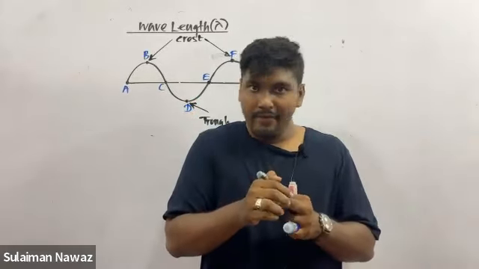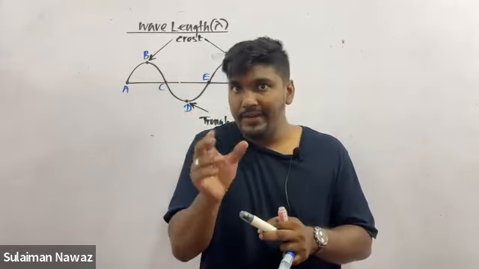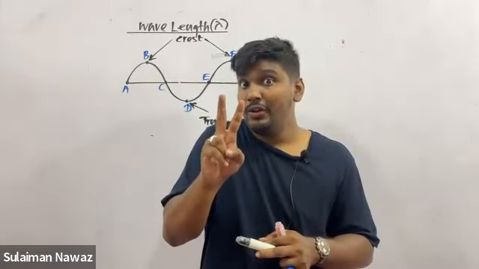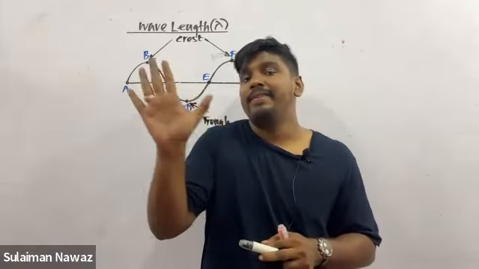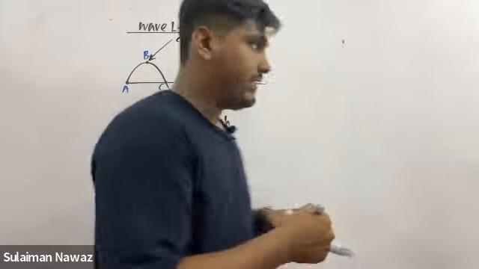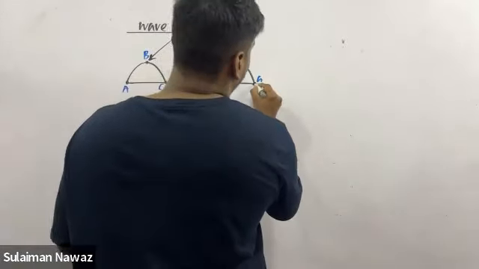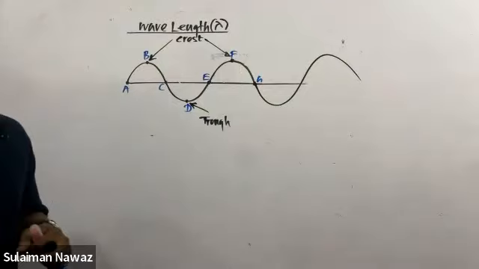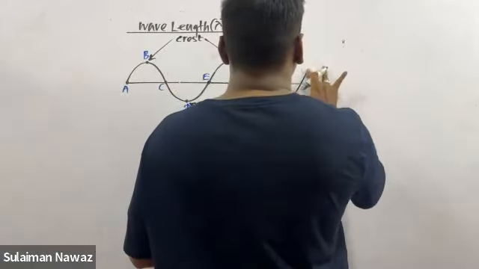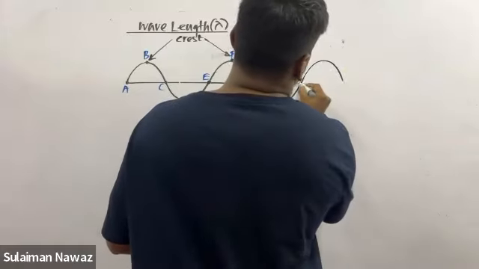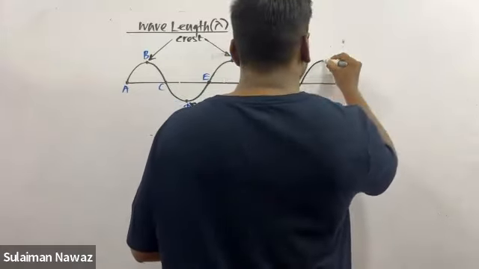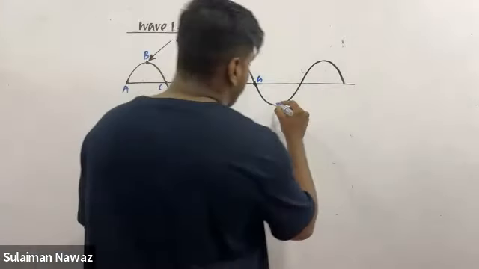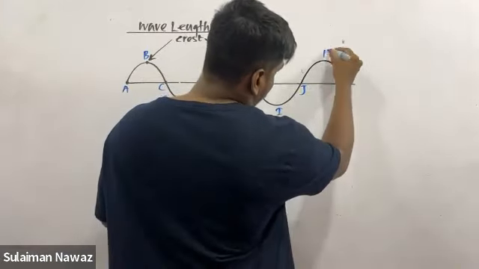But if we want to define wavelength, saying wavelength means distance between any 2 points on the same phase is wrong. Wavelength means distance between two consecutive points on the same phase. That's the very important thing. For your understanding, I will draw one more wave pulse. Then only you will understand. Now I mark this as point capital I, J, K, L.